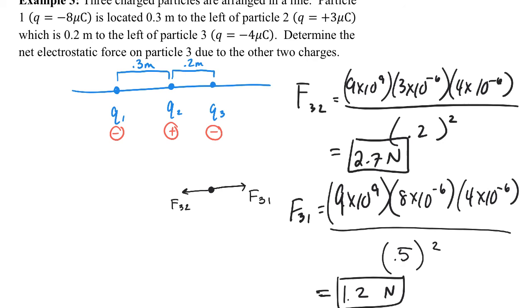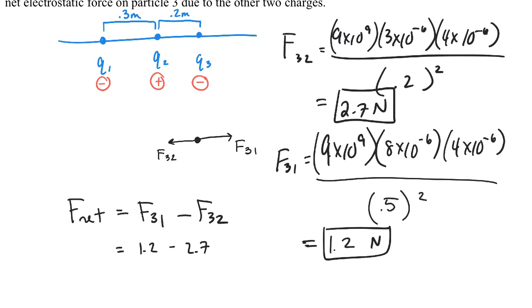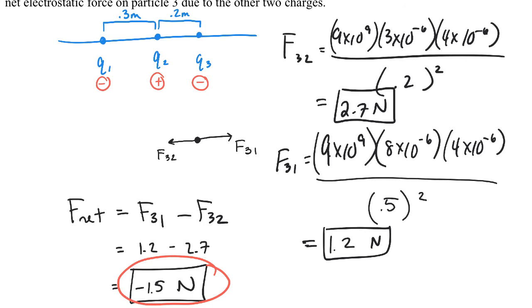So this is going to be pulled to the left more, isn't it? Think about it. It's a tug of war, and the person pulling to the left wins the tug of war. So when I think about the net force acting on it, here's what I can say. I've got F31 pulling right, F32 pulling left. So I've got F31, which is 1.2, minus F32, which is 2.7. So this will yield a net force in the end, negative 1.5 newtons. I'll circle this in red so we know that's the final answer.